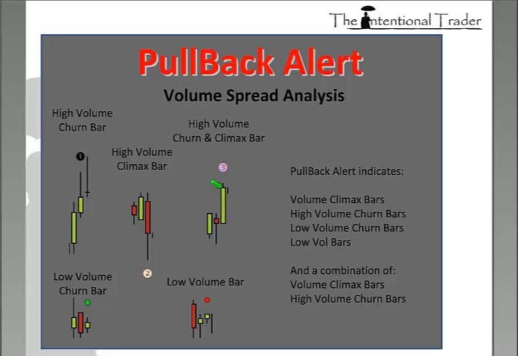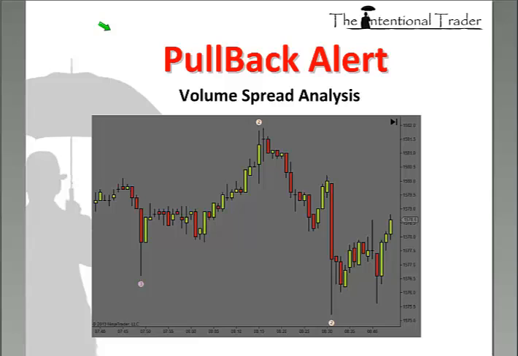So it tells us that this bar has a particular type of activity going on inside it, that there may be a lot of volume and it's a high churn, high climax bar, and that we may be anticipating a pullback here. We also have a couple of indicators inside this pullback alert to let us know when the particularly low volume and low churn bars are. This is how we pick up where the market manipulators are likely moving the markets and when and how to take advantage of them.